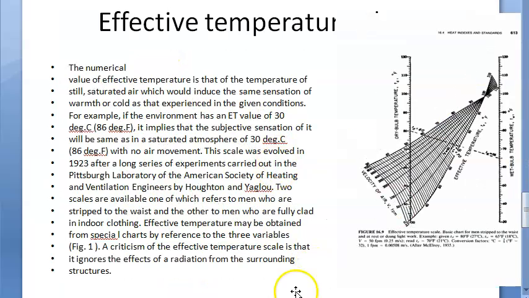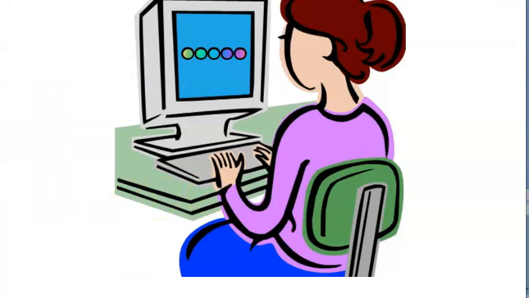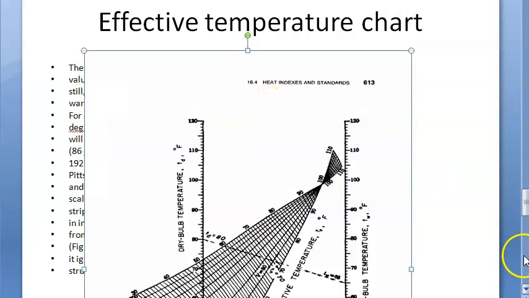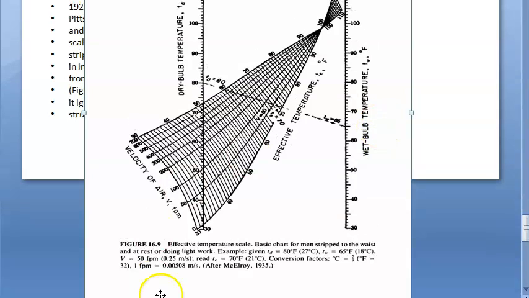Look at this graph here. Guys, we are looking at now the effective temperature chart. This will have the wet and dry bulb reading. So here you have the wet bulb reading, and here you have the wet bulb reading again. And here you have the dry bulb reading, dry bulb temperature. And here you have the velocity of air shown. You can see the velocity of the air.